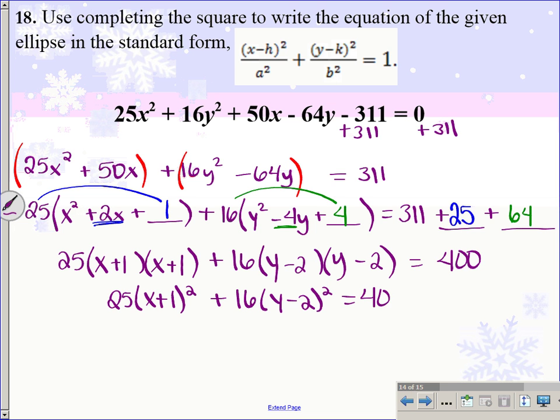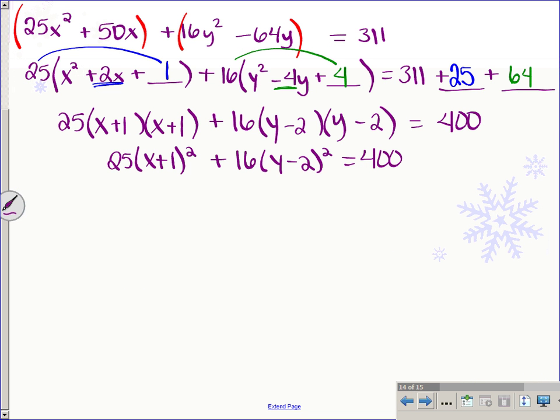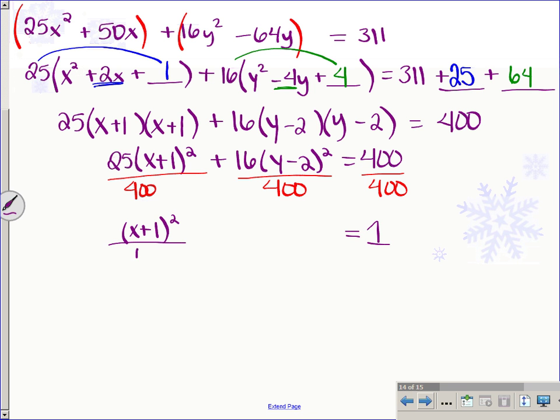And then we're almost there. We just have to get it set equal to 1. So I'm going to divide everything by 400. And when I do that, I get equal to 1. 25 and 400 are both divisible by 25. So I get x plus 1 squared over 16 plus, 16 and 400 are both divisible by 16, so I get y minus 2 squared over 25.